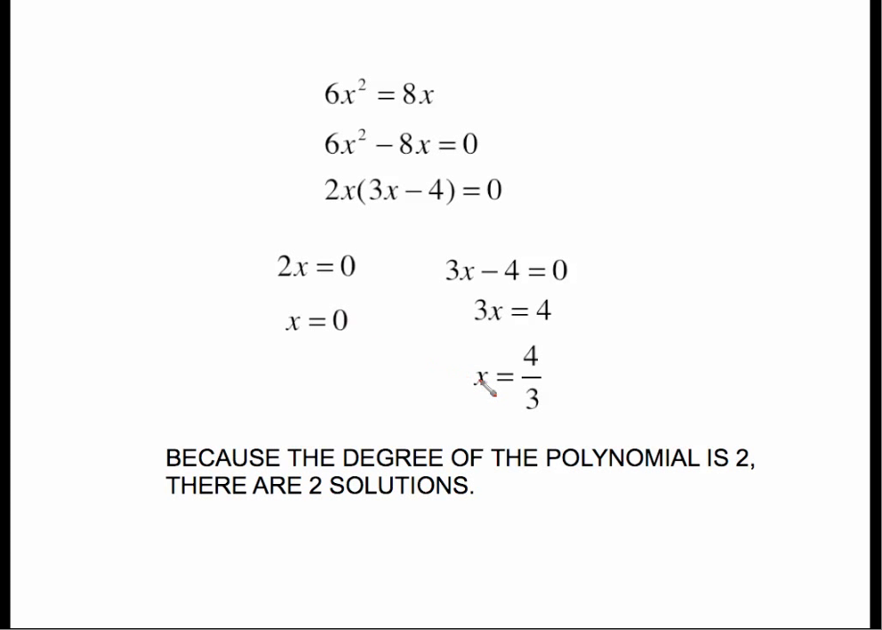Notice we keep getting 2 solutions. The reason we're getting 2 solutions is because the original problem began with x squared. There was a degree of 2 on our polynomial, and that's why we get 2 solutions.